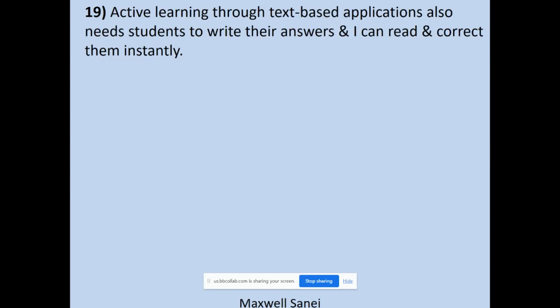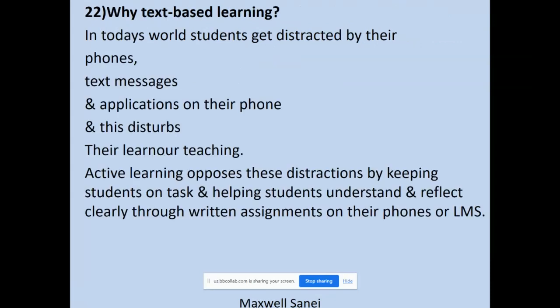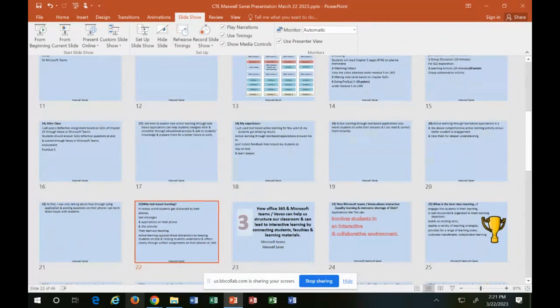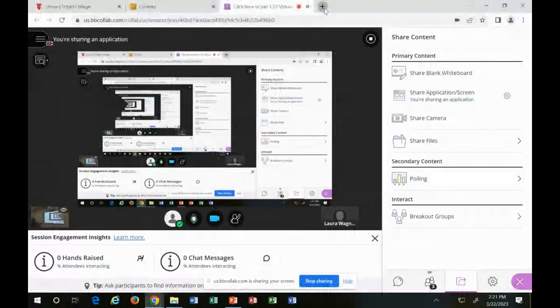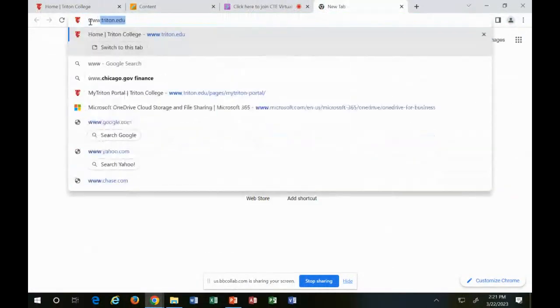Active learning through text-based applications also needs students to write their answers. We talk about this, so this is nothing new. One moment. Let me show you the VBox because I am interested in talking about the VBox at this moment.